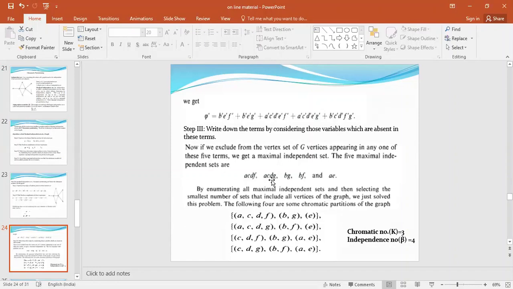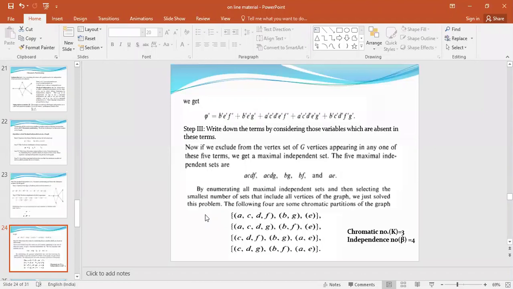We can start from ACDG. So if it is ACDG, this term cannot be combined with this. Even BG cannot be combined because B is common, G is common. With ACDG, yes, we can combine BF. So 4 plus 2, 6. So the last one is this. Now similarly, you can write the other. So in all, there are three main sets. So AC, D, F, B, G and E. So its chromatic number is 3.